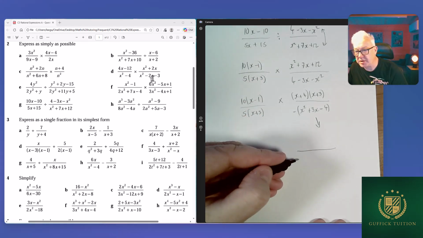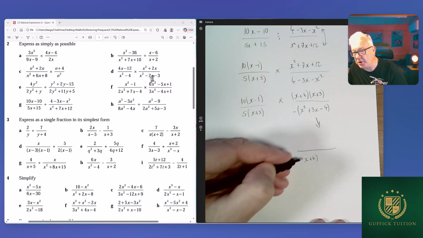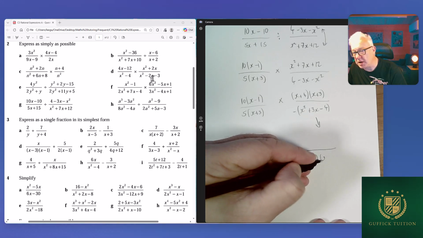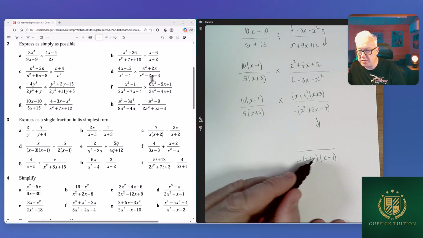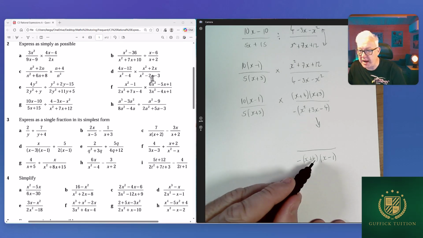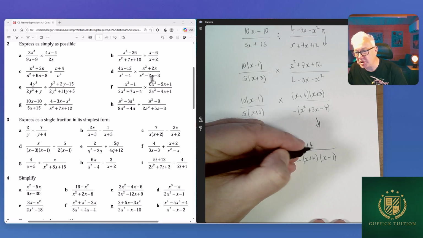So that denominator, so we've got a minus there, and that is going to go to x plus 4, and it is going to go to x minus 1. Now let's double check. Those two numbers times together to make minus 4, and they add together to make minus 3. So we're in a good position now.